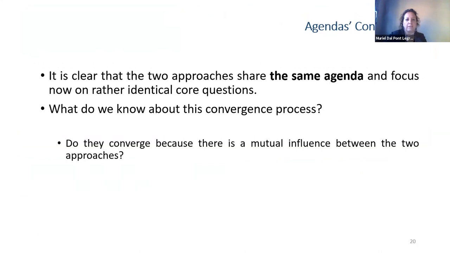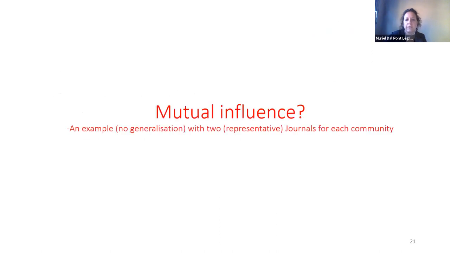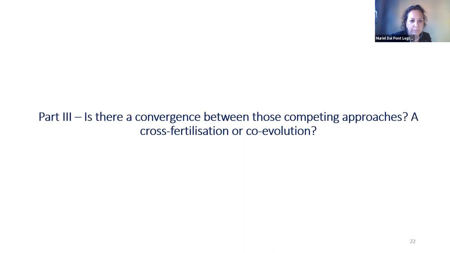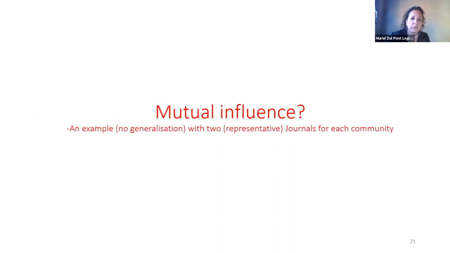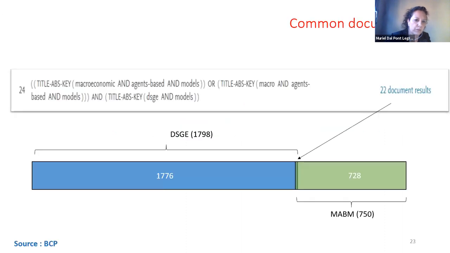So what we can say is that there is a convergence in the agenda, but does this mean that there is a mutual influence? This is not clear. It could be that those two literatures have just identified the same important challenging economic issues and then try to grasp them, to address them. So what we try to see now is the mutual influence. So first, is there a convergence or a cross-fertilization or just a co-evolution?